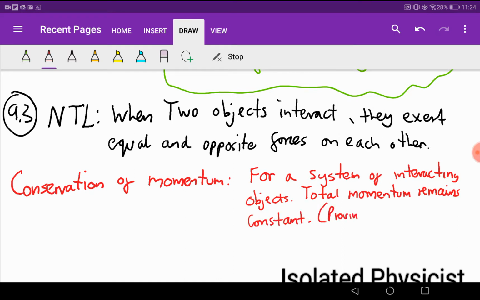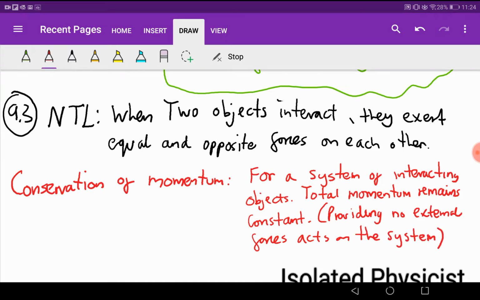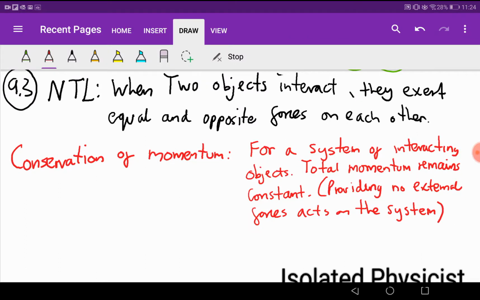Providing no external forces acts on the system. So this is the conservation of momentum.